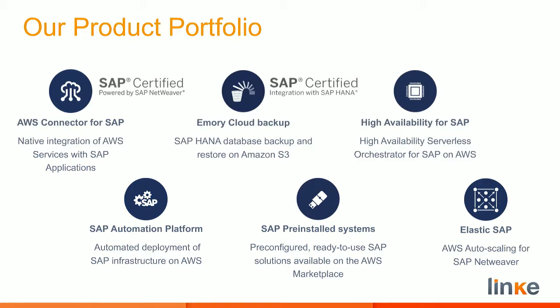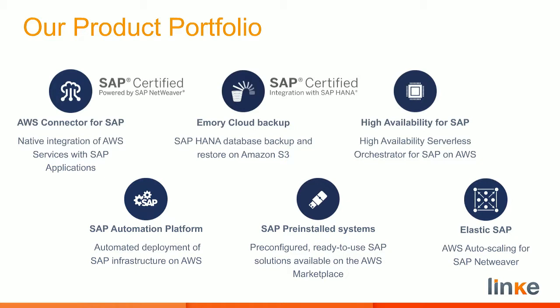And finally, we have the Elastic SAP, that is a mix of ABAP code and Python scripts that integrates SAP with the AWS auto-scaling service. That allows us to increase and reduce the number of dialog instances in an SAP server based on metrics or a stable table.